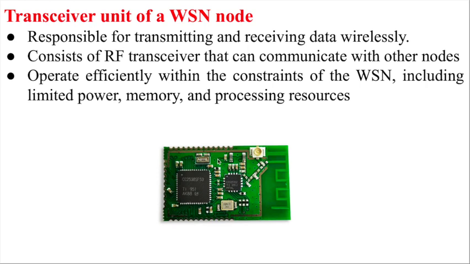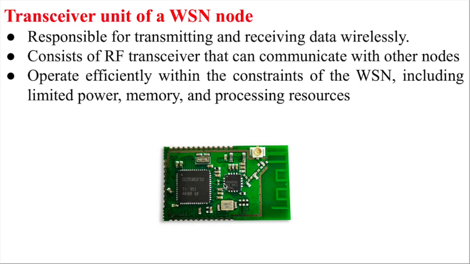The main responsibility of this unit is transmitting and receiving the data wirelessly. Because we talk about the wireless sensor network, wireless automatically comes into the picture. Here, the interesting thing is that this unit is responsible for both transmitting as well as receiving. Okay, if someone transmits, then I can receive this information.